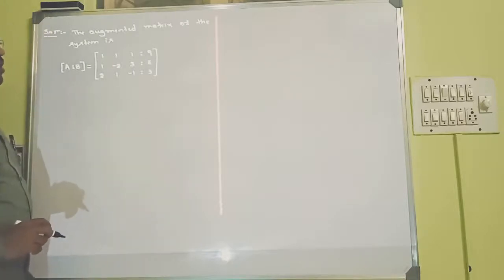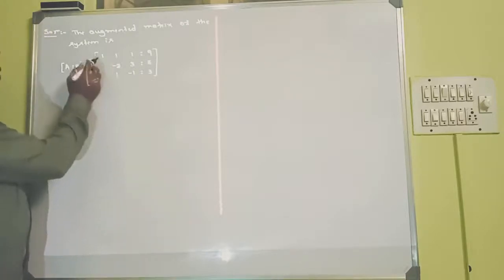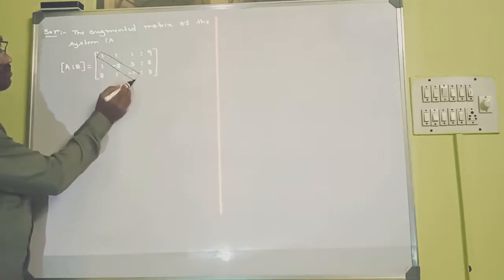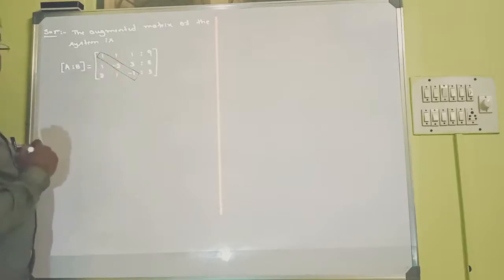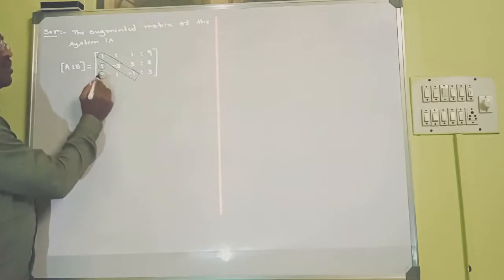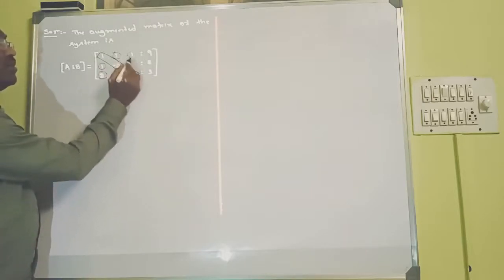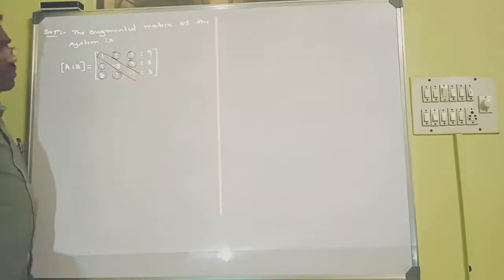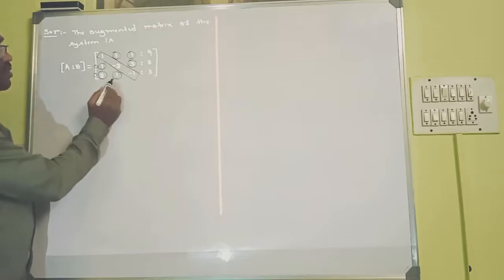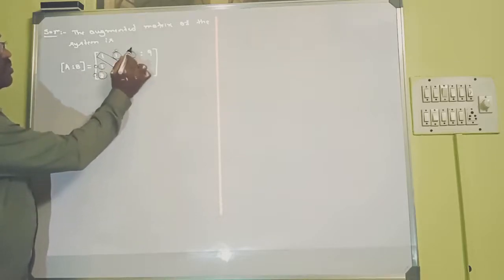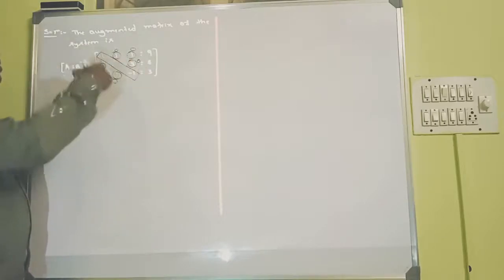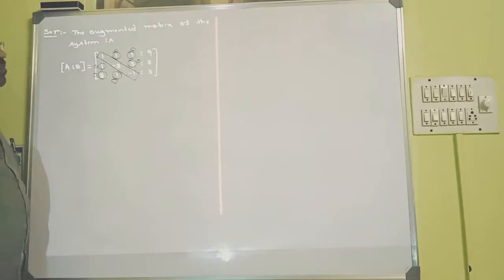Now in this Gauss-Jordan elimination method, we make all the elements below the principal diagonal and above the principal diagonal zeros. That is, we make this element 0, this element 0, and so on. So we make all the other elements except the principal diagonal 0.